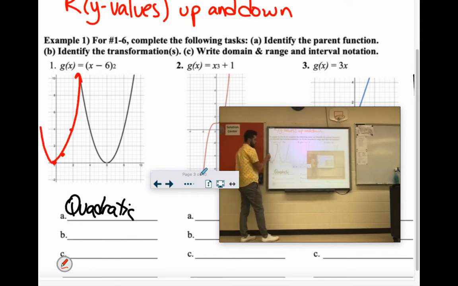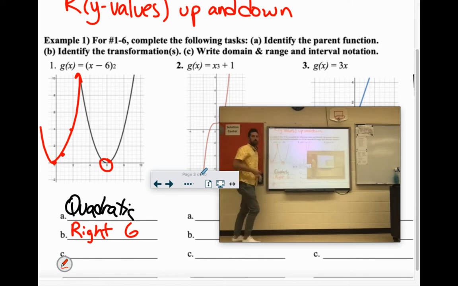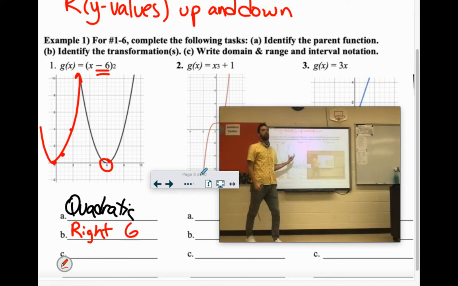Now, how is ours different? It's shifted to the right, and you'll see it starts at 6. So we'll say right 6. Now, where do you think that comes from in the formula? It says -6. That shifts the graph to the right 6.